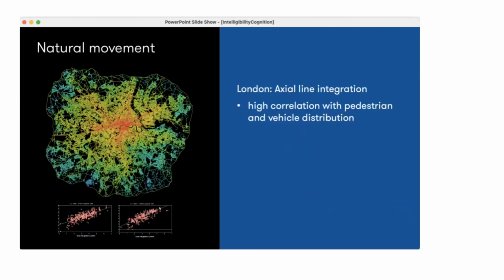And of course, they can tell us quite a lot about how space is used, how the density of traffic is likely to vary, and the sort of social uses that we might expect. So this is a graph of integration for a map of London, treating all the streets just as I did. And you can see at the bottom, there's a really high correlation between pedestrian and vehicle distribution and the centrality measures of each of the streets. So we can predict quite a lot about movement based on measures like this.